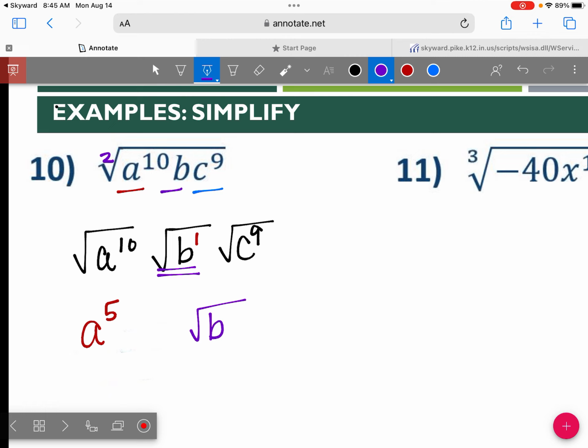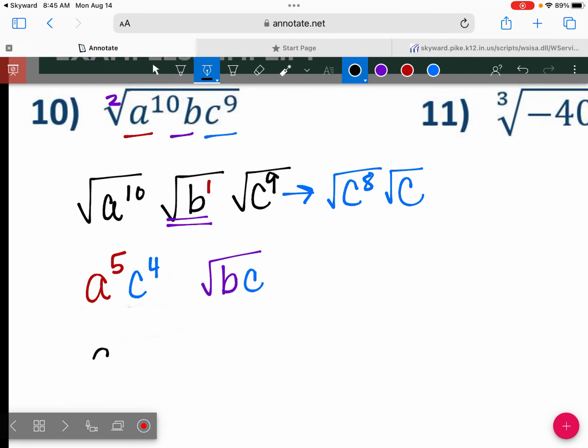Now for c to the 9th, essentially what we're doing is breaking this apart to the square root of c to the 8th times the square root of c. Because I know that if I have 8, I can make 4 pairs, which gives me c to the 4th. But I'm going to have 1 left over that's going to stay. I did not mean to make it with so much space, so I'm going to rewrite my answer. So it's a to the 5th, c to the 4th, times the square root of bc.